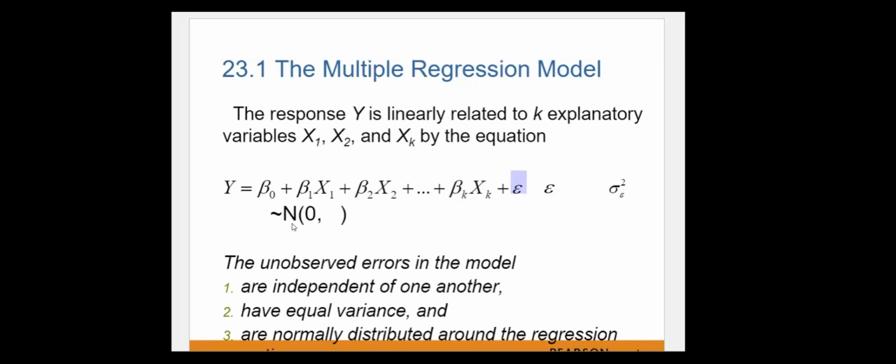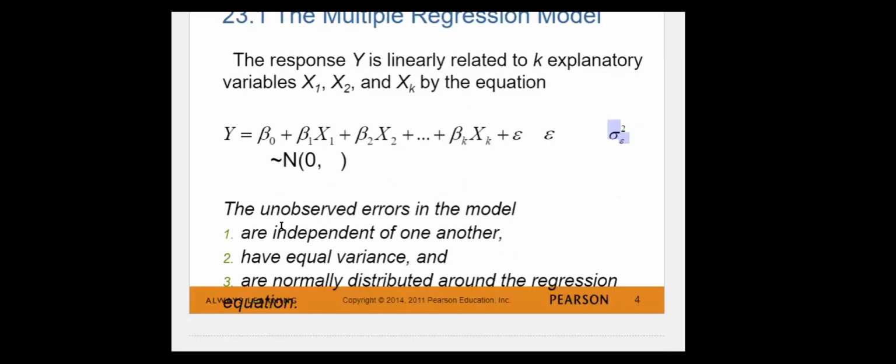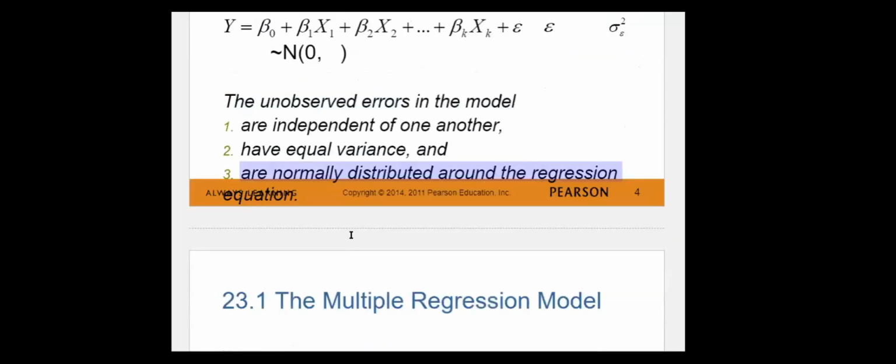However, you can see that residuals are supposed to follow a normal probability distribution with an expected value, an average, of 0, and a variance of sigma squared. That variance is the variance of the residuals, which means we want residuals to have similar variances. Also, we want to make sure that these residuals are independent. So we want errors or residuals to be independent, have equal variances, and be normally distributed around the regression equation.